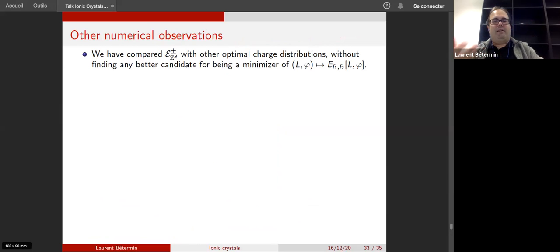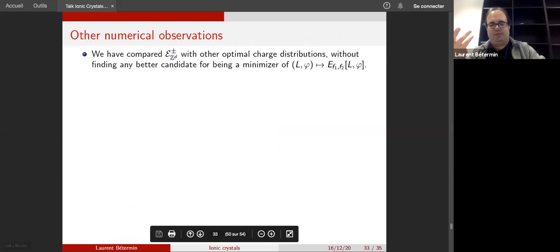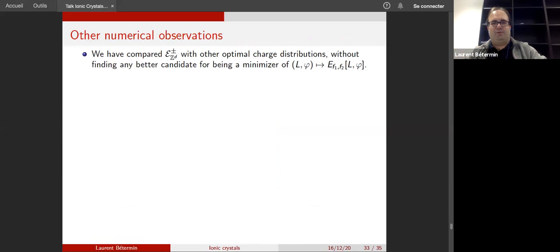So when you compare all this energy, the thing is that we never saw any structure with lower energy than the rock-salt structure. Even if we take optimal charge distribution, using, for example, the Born's problem, you can compute the optimal structure for the triangular lattice. Even for this structure, you don't find something which is lower.